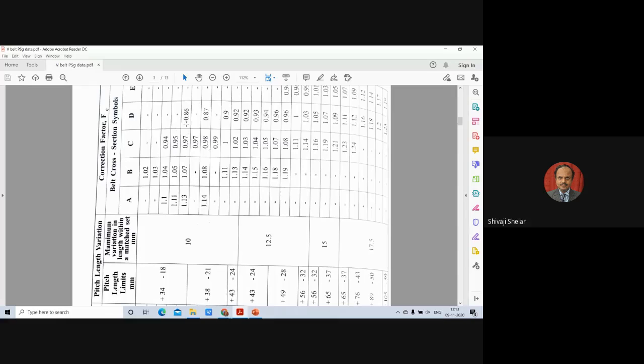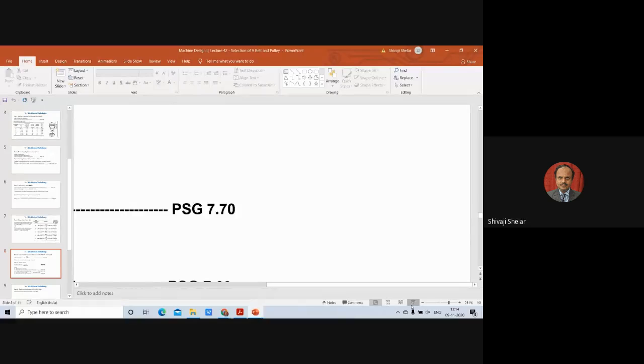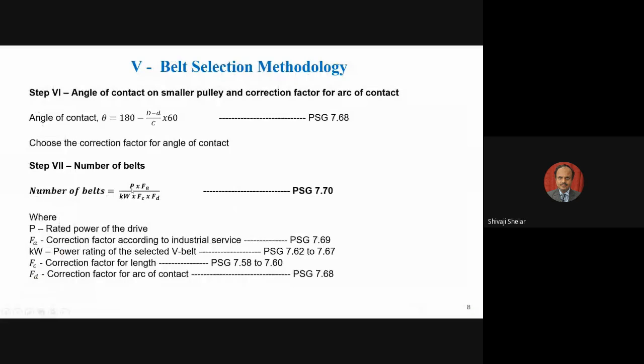So depending upon the selected section, the correction factor will be used, and that will give you the exact number of belts required here. If you come back to the presentation, the number of belts required is rated power into FA upon kilowatt rating upon FC into FD. You will get a fractional value here, and this fractional value will be converted into the whole figure on the higher side. So if you get 2.4 belts, then you cannot go for 2, you have to go for 3 belts of that cross section.